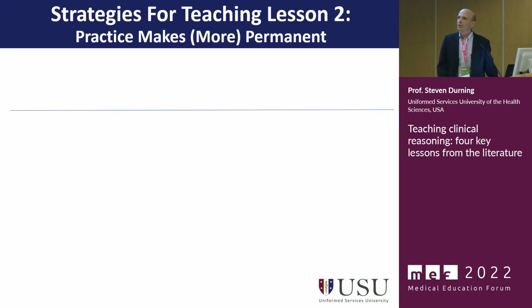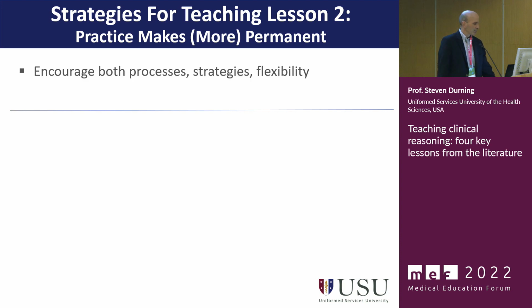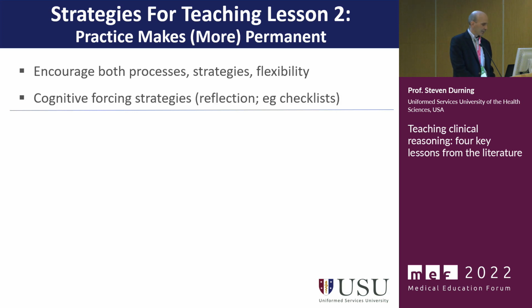So what are some strategies for this second lesson? I'd like to refer to this as practice makes more permanent. I think the first lesson I mentioned is more like making the implicit explicit as we talk about organized knowledge. So here, practice makes more permanent. What do we do for this? Encourage both processes, non-analytic and analytic reasoning, strategies and flexibility.